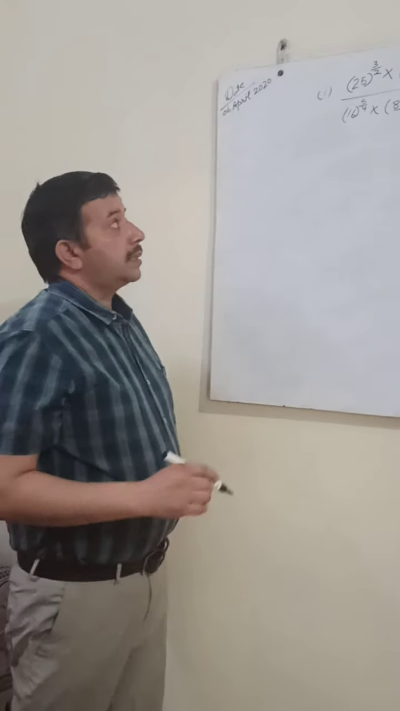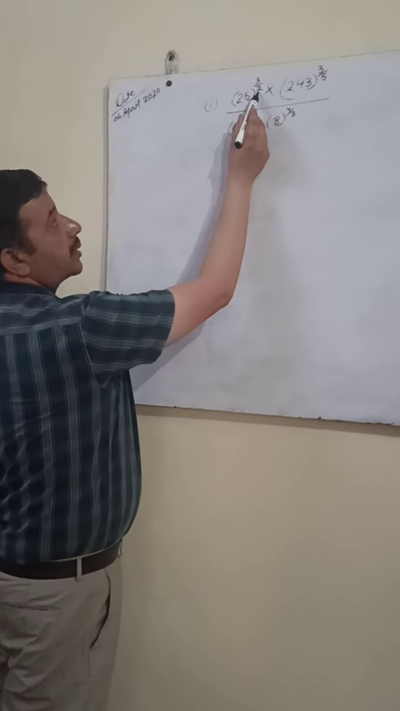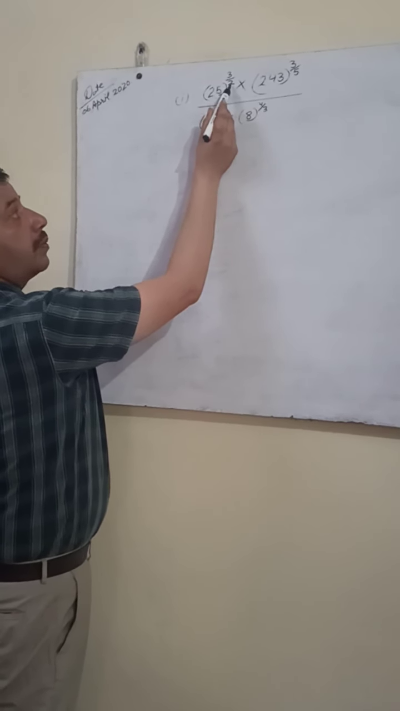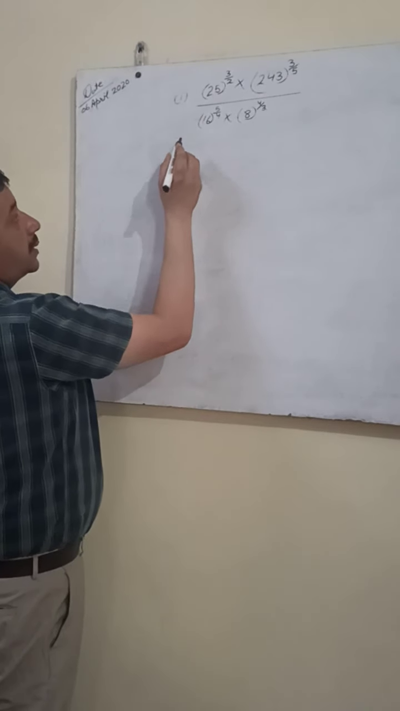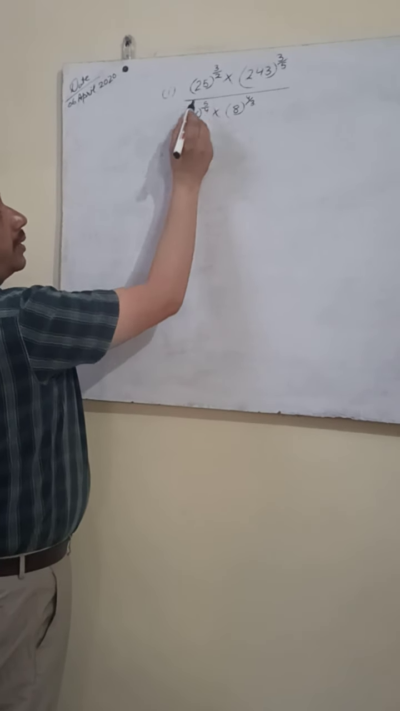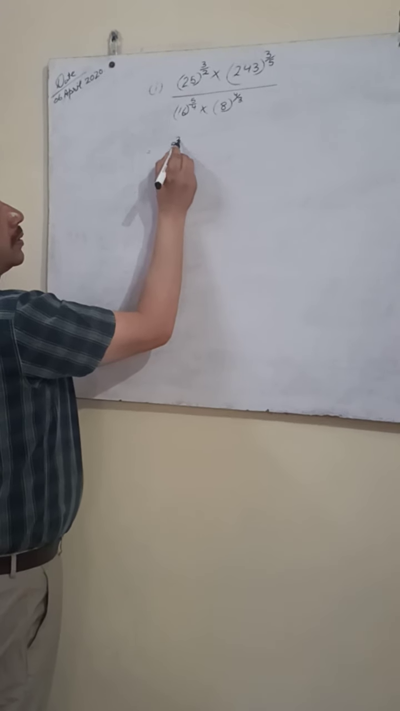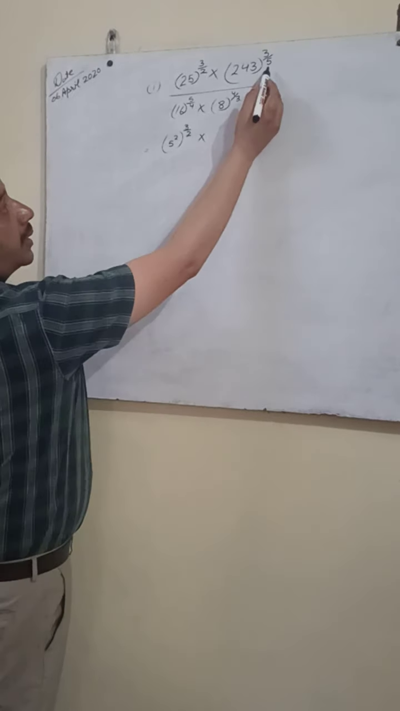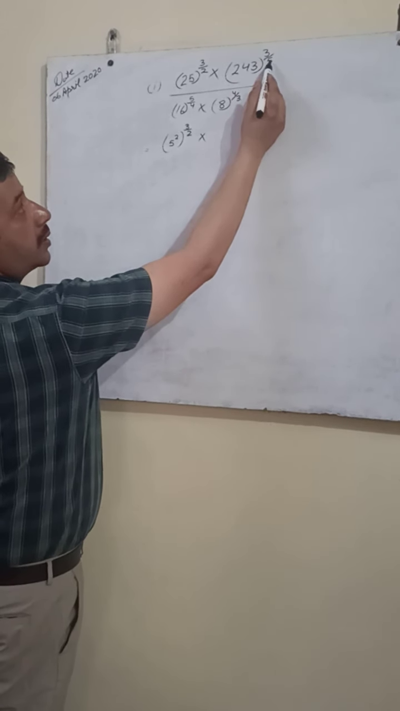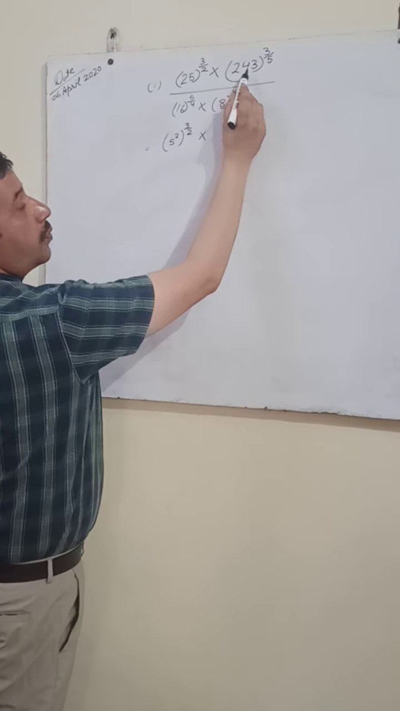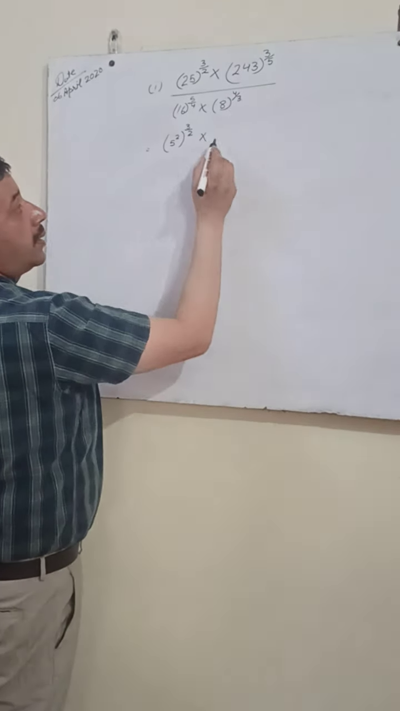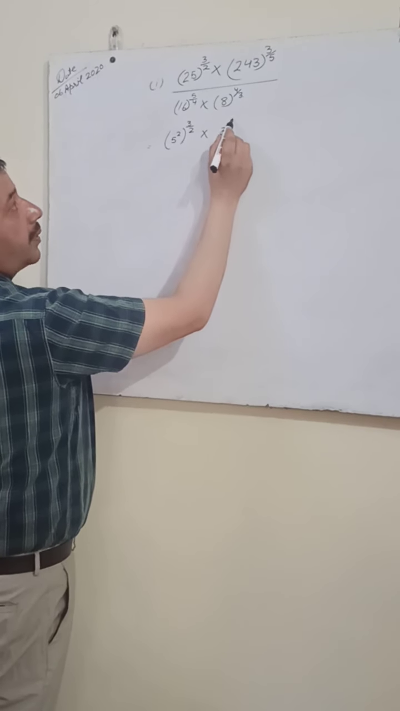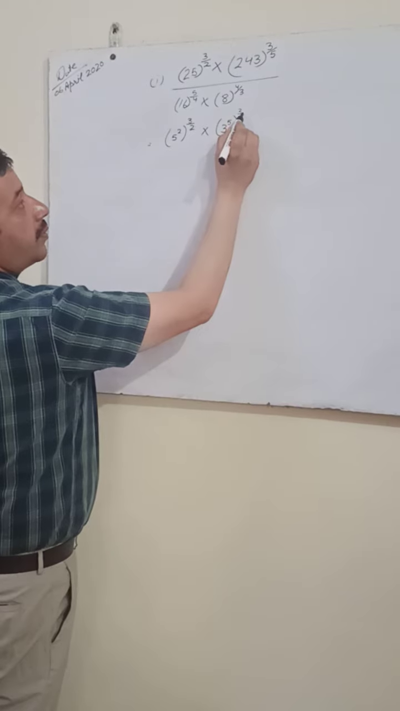The best method: here in the fraction, the power is 3 upon 2. Try to write 25 in the power of 2. How can we do this? We can write 25 as 5 power 2 whole power 3 upon 2 multiply by, here in the fraction, power is 3 upon 5. So try to write 243 in the power of 5. We can convert it as 3 power 5. 243 is 3 power 5 whole power 3 upon 5.